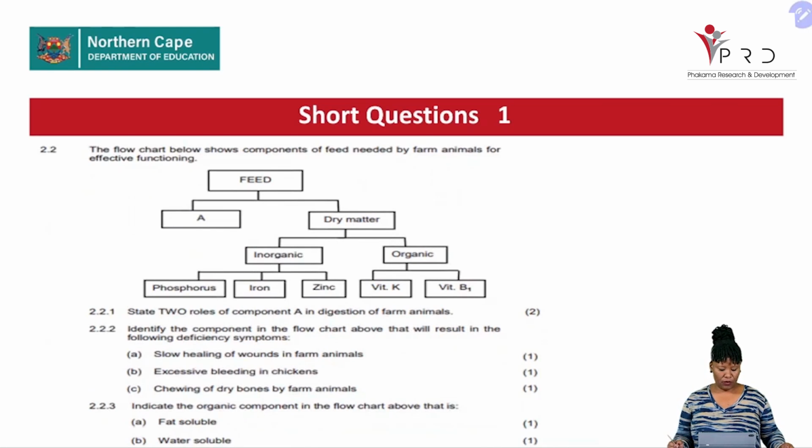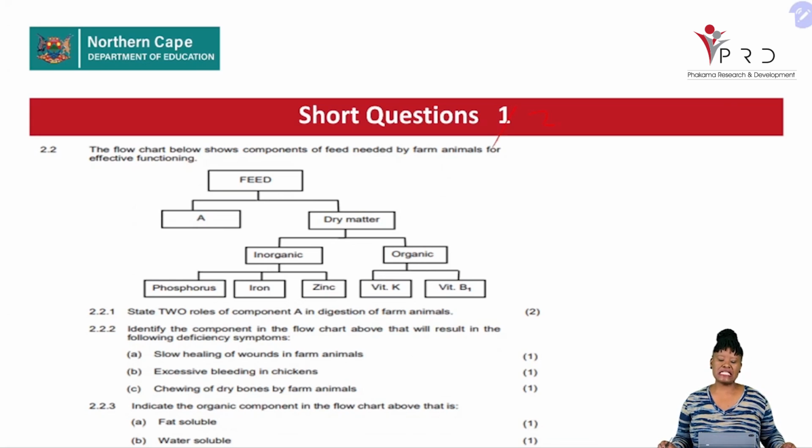Let's look at the other question. It's supposed to be question 2. The flowchart below shows components. Can you see these flowcharts? They are not the same, but they are addressing the same topic. The flowchart below shows components of feed needed by farm animals for effective functioning.